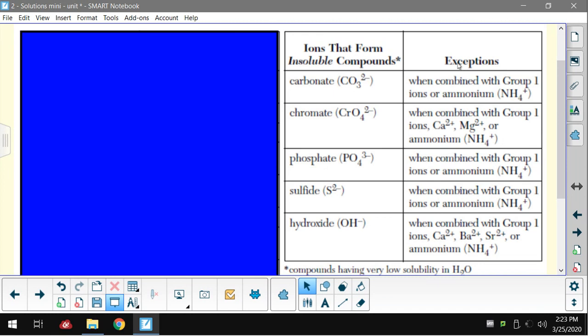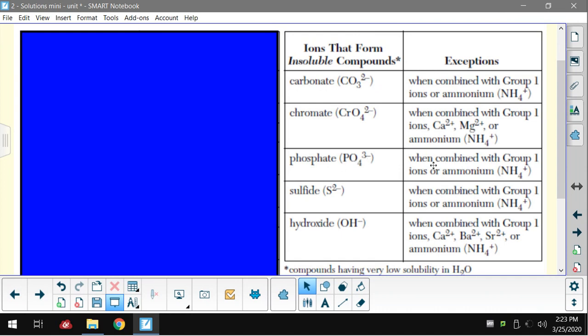Then the exception to the insolubility means they're soluble. So it's kind of like a double negative, which is confusing. So carbonates are insoluble, except with these guys. Chromates are insoluble, except with group 1s and ammonium and calcium and magnesium. And the same is true for all of these.